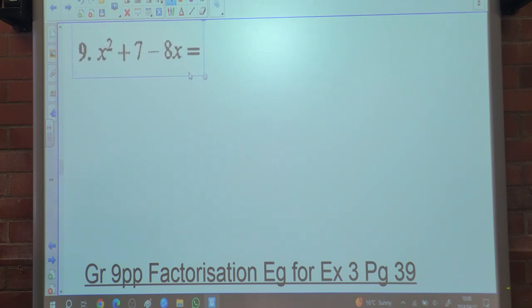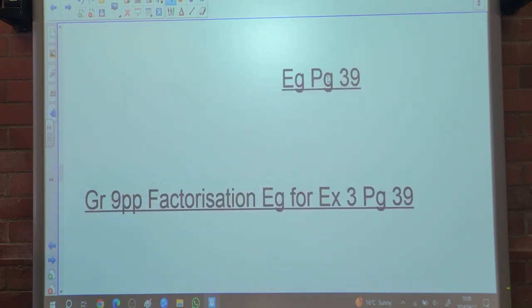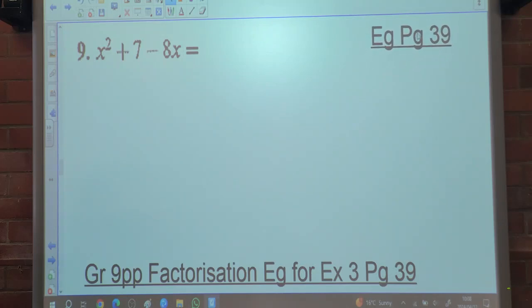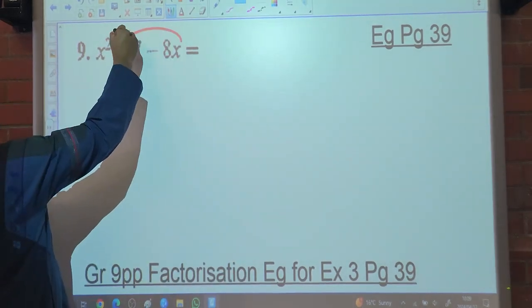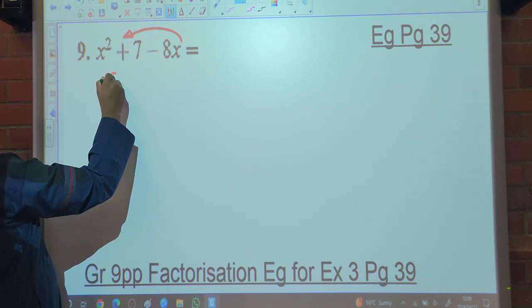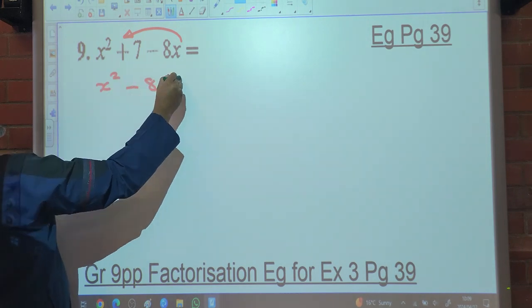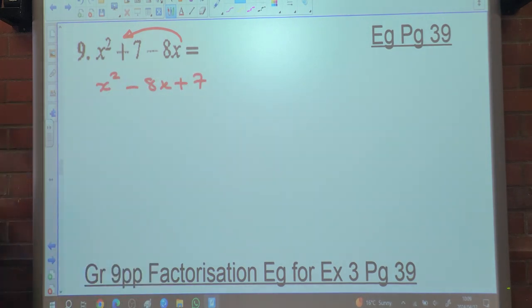Number 9. We've got x squared plus 7x minus 8. Now x squared plus 7x minus 8. What do you notice here? Is that in the form that we need it to be in? No. So what do we do? Rearrange. That must go in the middle. So we get x squared minus 8x plus 7. Are there 3 terms? Yes.